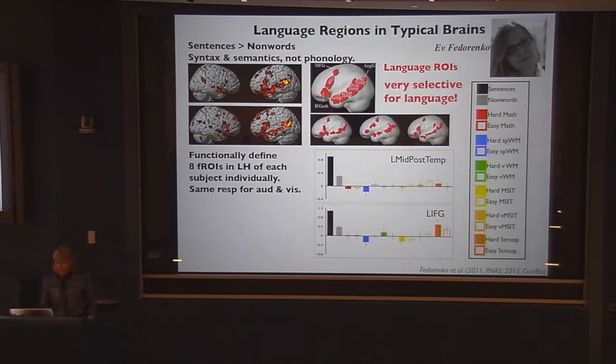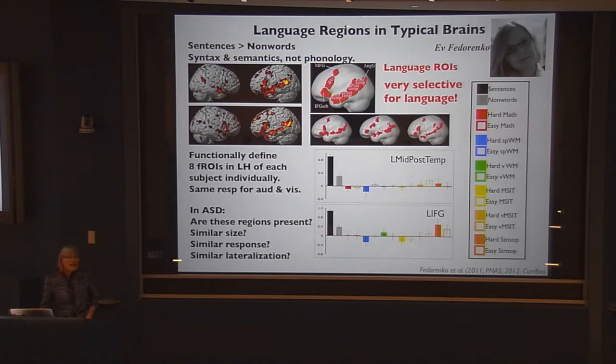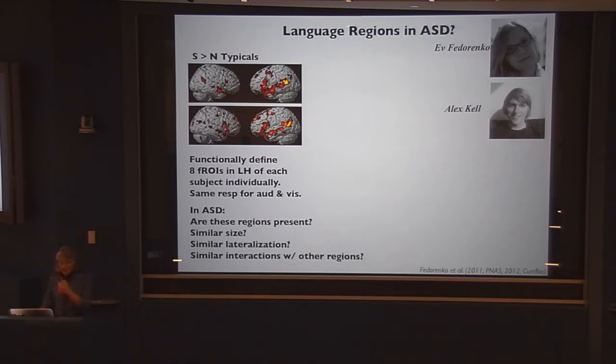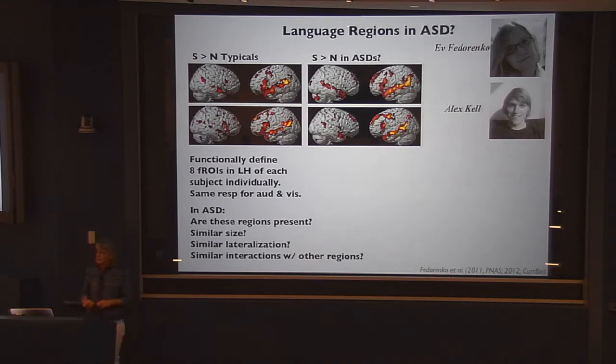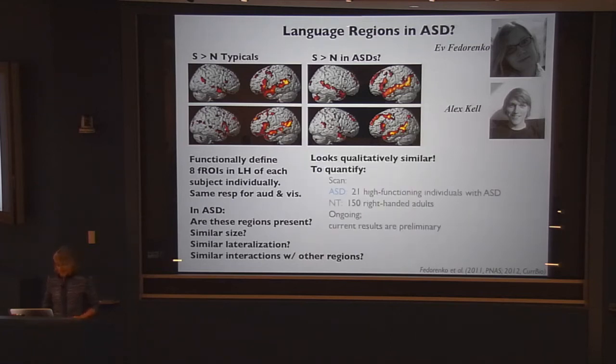So that means we can now ask in autism whether these regions are present, whether they're of similar size, whether they show a similar response magnitude, and whether they're lateralized to a similar degree. To do that, this is also a collaboration with Alex Kell, we started scanning high-functioning adults with autism on very much the same task. Here are two of them up there. If you just eyeball it, it looks really similar. It is pretty similar. So then we figured we should get a little more quantitative. We're still scanning subjects, but the data I'm about to show you has now 21 adults with autism and a very large pool of typical subjects as a baseline, because Ev uses this localizer in all of her experiments, so she's got nice baseline measures.